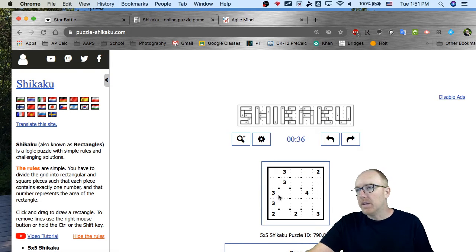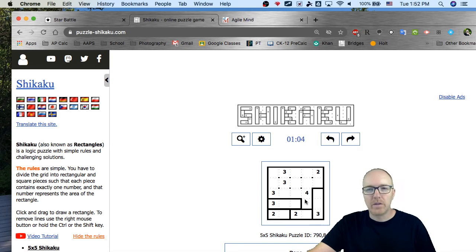All right, but this 3, it could go vertical, it could go horizontal, right? But this one can only go horizontal. So I drag the mouse like this and it creates a rectangle. This one has to be 2 going to the right here. This 2 can only go to the right because of the way it's blocked. It can't go left and it can't go up. And the same is true with this 3. The 3 can only go vertically. 1, 2, 3.